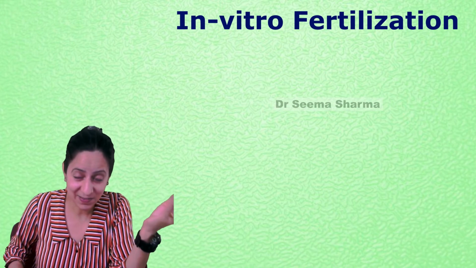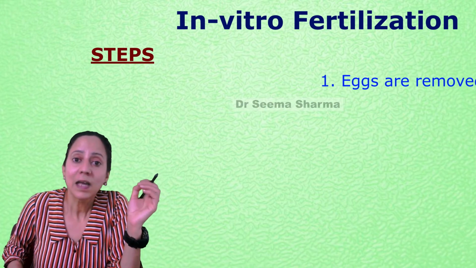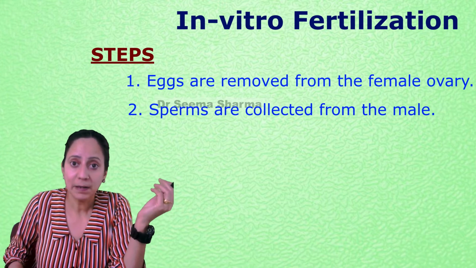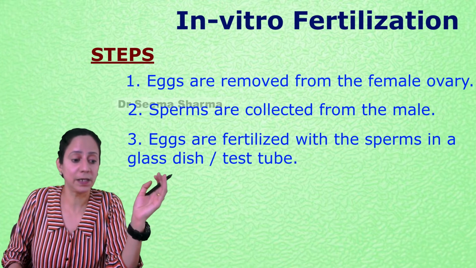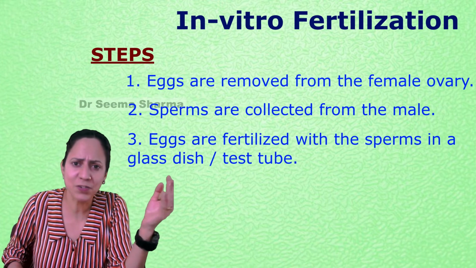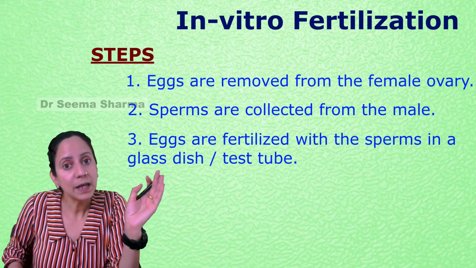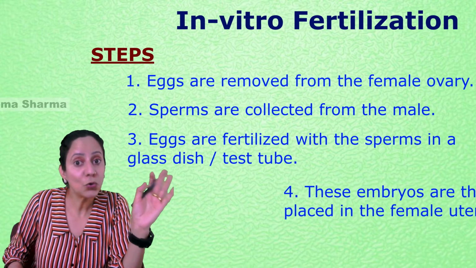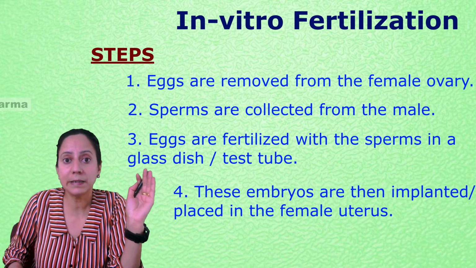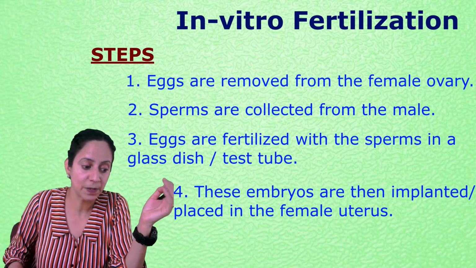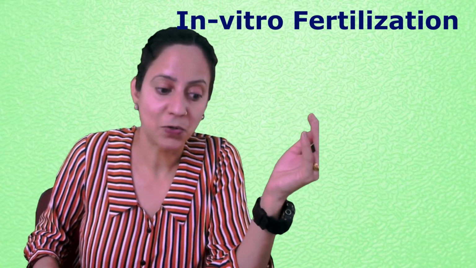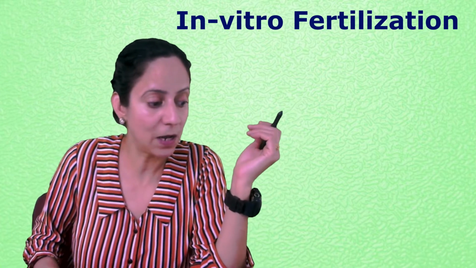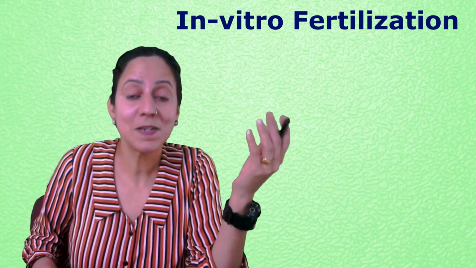What exactly is done in this process? Eggs are removed from the ovary of female, sperms are taken from the male, and the sperms are mixed with the egg in a glass dish or test tube in the laboratory. When eggs get fertilized and there is formation of embryo, those embryos are implanted or placed in the woman's uterus. After some time, these embryos develop into fetus and later develop into baby. So that is how the test tube babies are formed.